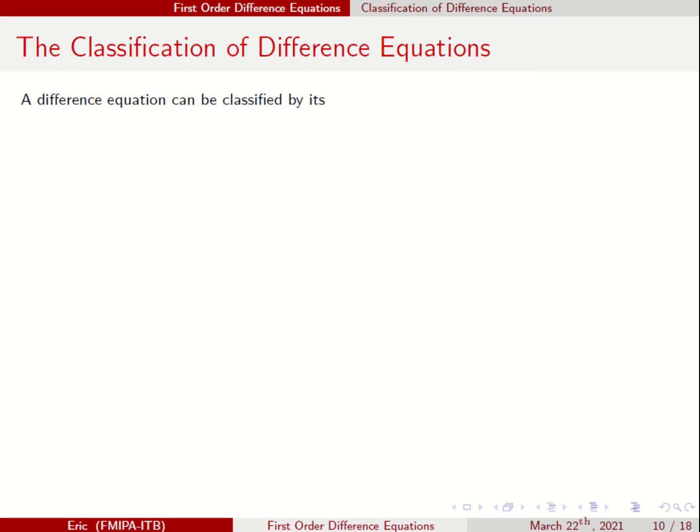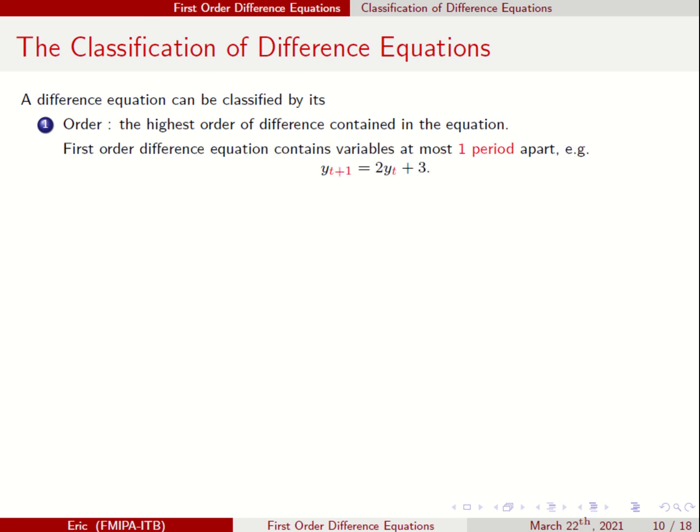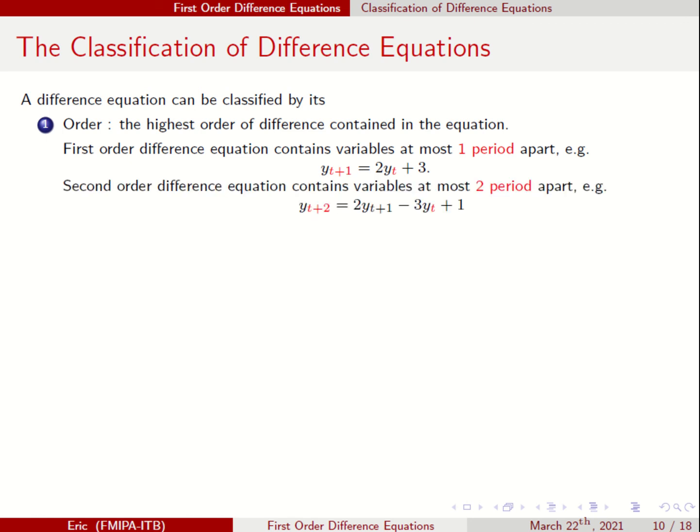A difference equation can be classified by its order, the highest order of difference contained in the equation. A first order difference equation contains variables at most one period apart. This is t plus 1 and t, so one period apart. So we call this first order. What about the second order? If you have at most two periods apart, so you have t plus 2 and t, then you have a second order difference equation.